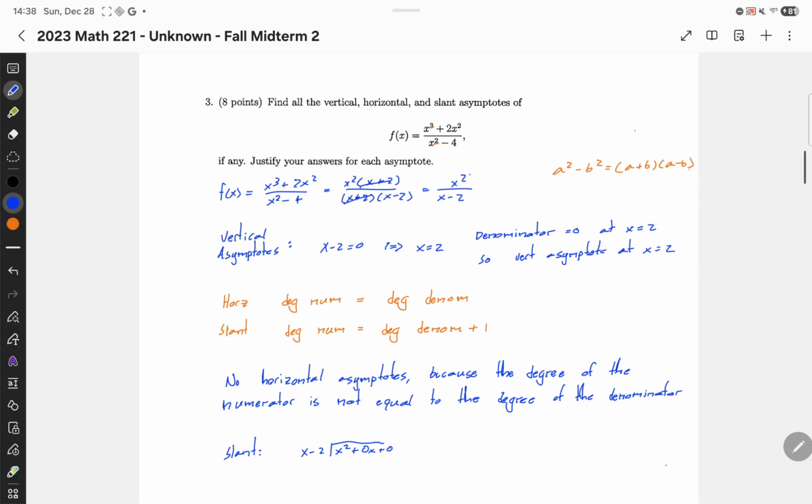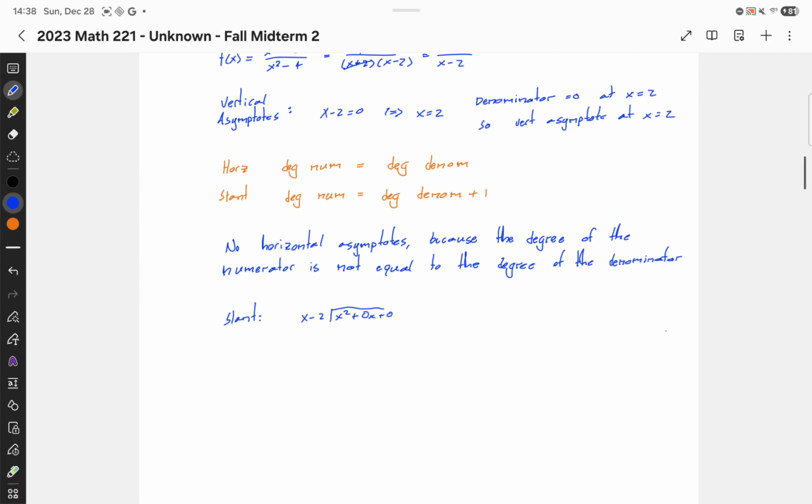And of course, actually, in this situation, you could divide x cubed plus 2x squared by x squared minus 4, and that would give you the exact same result. That's going to be a tiny bit longer, though, because those degrees are higher. So we'll just do it like this.